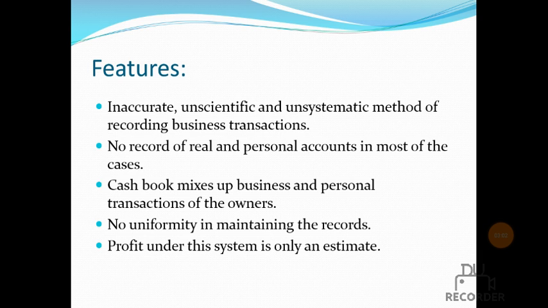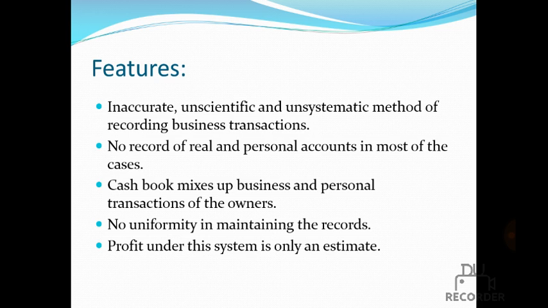The third feature of the single entry system is that the cash book mixes business and personal transactions of the owner. Sometimes cash books include drawings, the personal expenses of the business owner. It is one of the defects of the single entry system. That's why the personal expenses of the owner are included in the business transactions. It doesn't show the correct financial position of the organization. This is one of the features of the single entry accounting system.